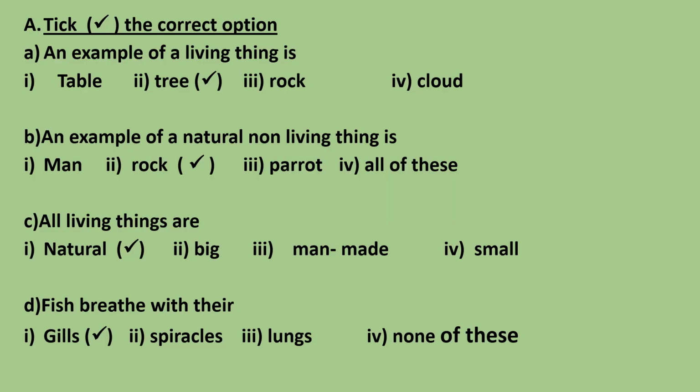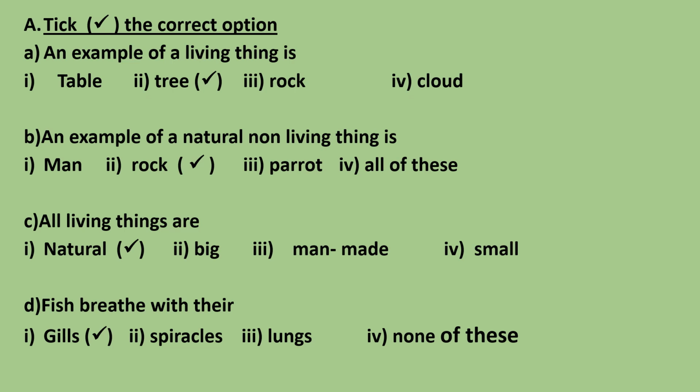First exercise is tick the correct option. Children, here a few sentences are given with a few options. What you need to do is read the sentence, see which option suits the sentence, and then tick mark it.